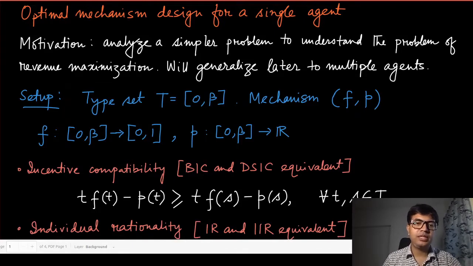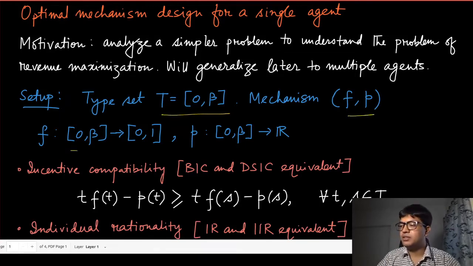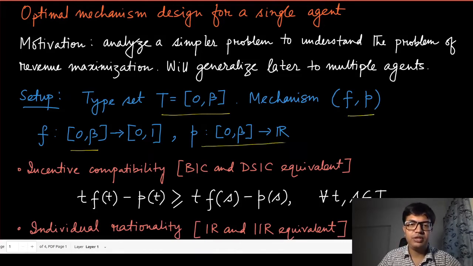So the setup here is that there is only one agent, so therefore the type set is just given by an interval 0 to beta, and the mechanism f comma p is just mapping that 0 to beta to the interval 0 comma 1, which is the probability of that agent getting allocated. So there is still a chance that the object will not be sold at all. And the payment is again taking values between 0 and beta, which is the type, and mapping it to the set of real numbers.